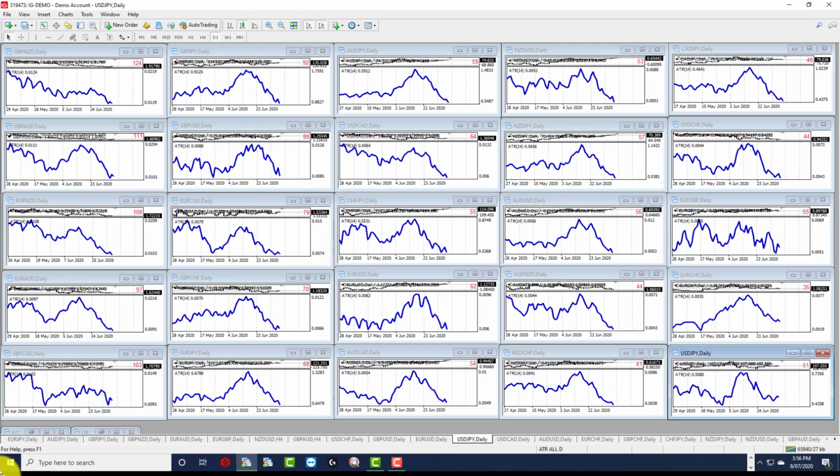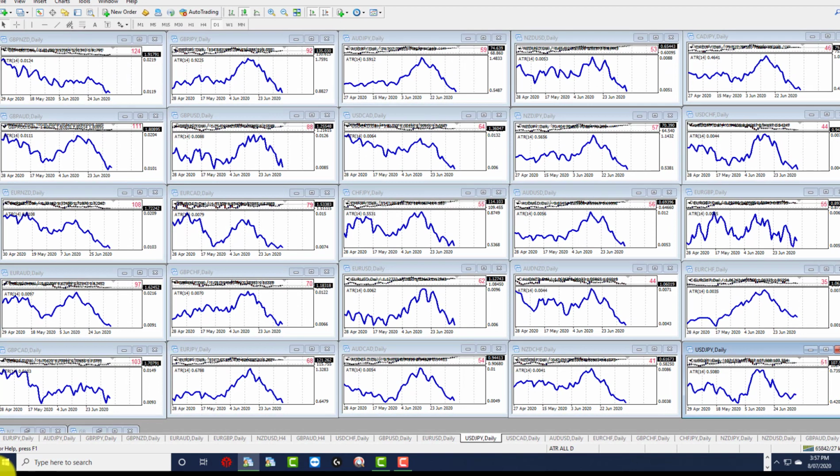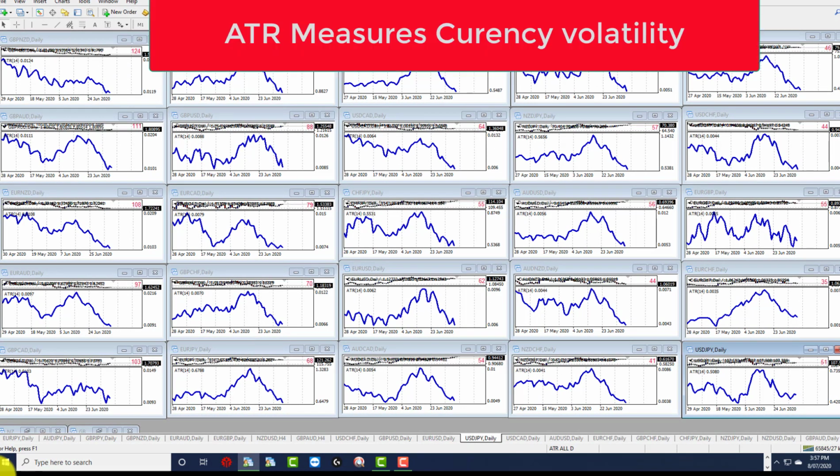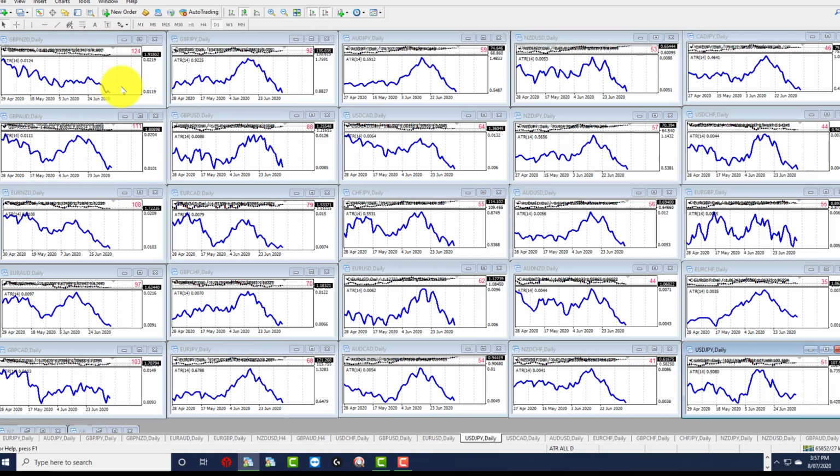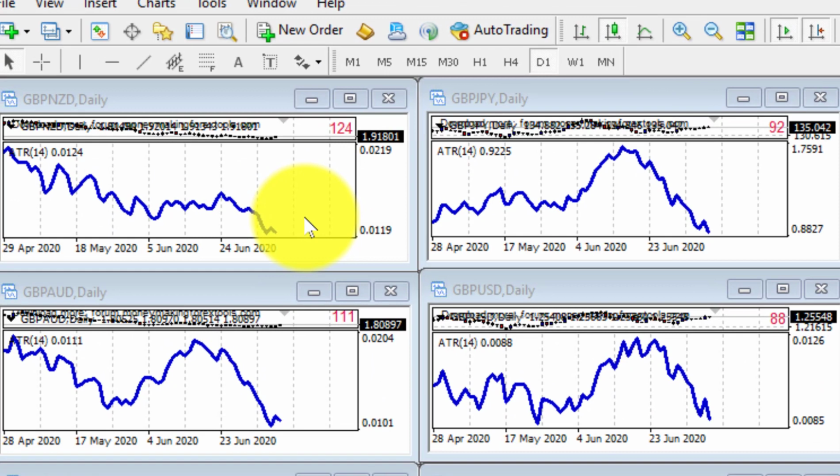Now, on my charts that we use for our daily trading webinars, I have a chart here, for instance, that shows the ATR indicator on the daily charts for 25 currencies. Essentially what is of great concern is that the ATR is at its lowest base for most of these currencies. It is at a very, very low base. For instance, this is the most volatile currency in the market at the moment. It's the pound New Zealand.